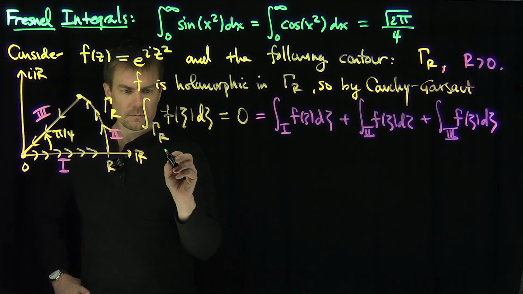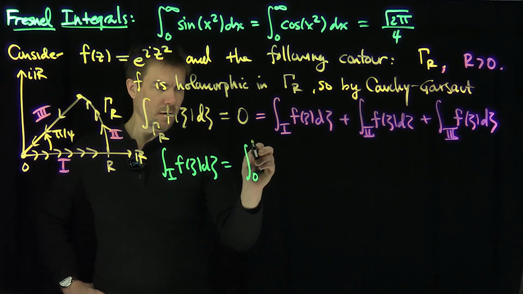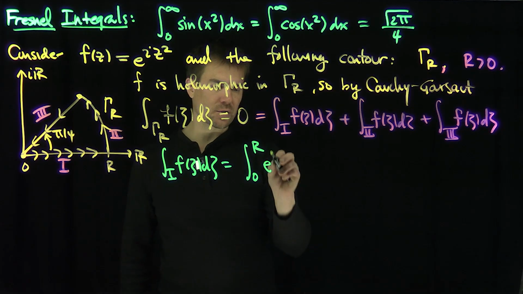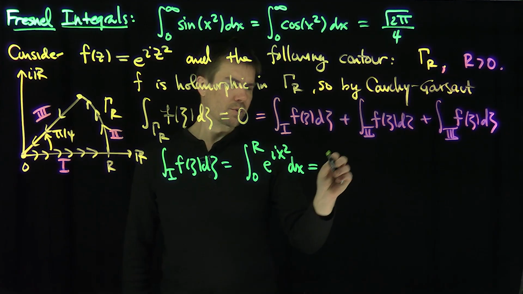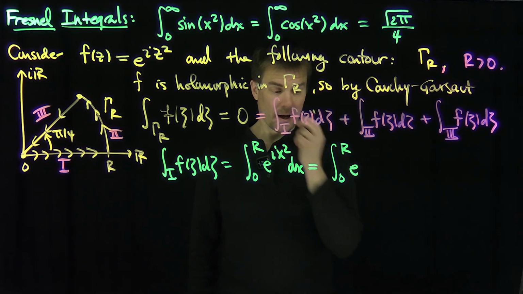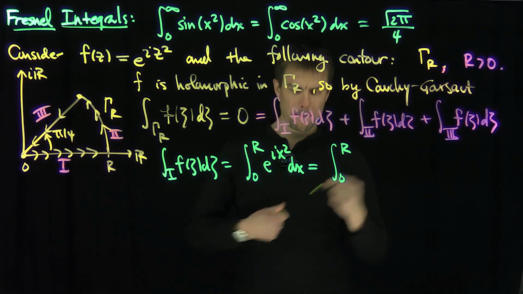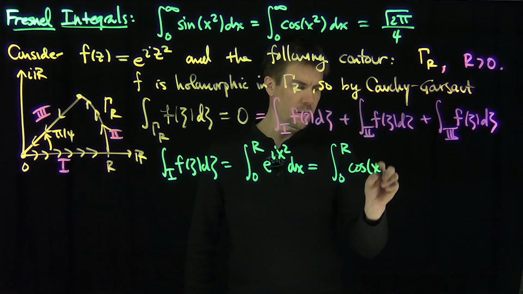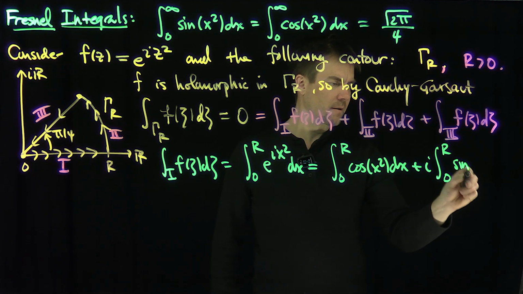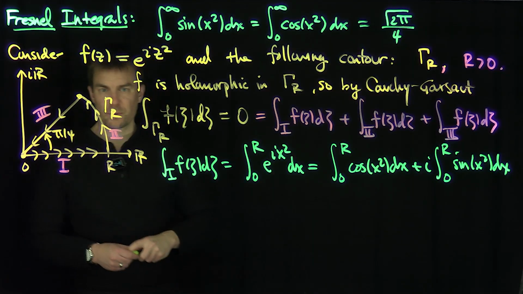Of course, the integral over 1 of f of zeta d zeta is going to be the integral from 0 up to r of e to the i x squared dx, and now we're going to turn that into sines and cosines. So the first one is the integral from 0 to r of cosine of x squared dx plus i times the integral from 0 to r of sine of x squared dx. Beautiful, that's what the first contribution gives me. Let's look at the second contribution.